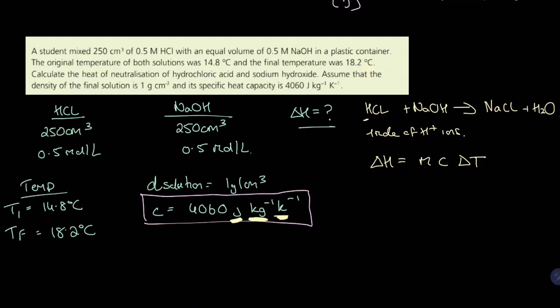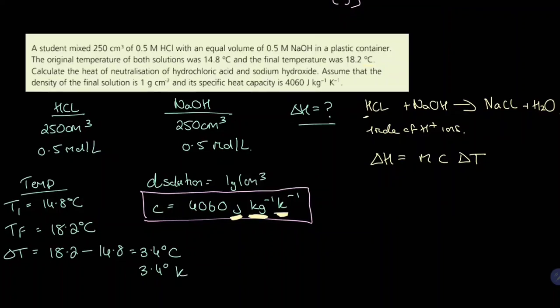Okay, so I can work out delta T here, the change in temperature, which is going to be 18.2, which is the final, take away the initial. And that's going to give you a change in temperature of 3.4 degrees Celsius, which is the exact same as 3.4 degrees Kelvin.